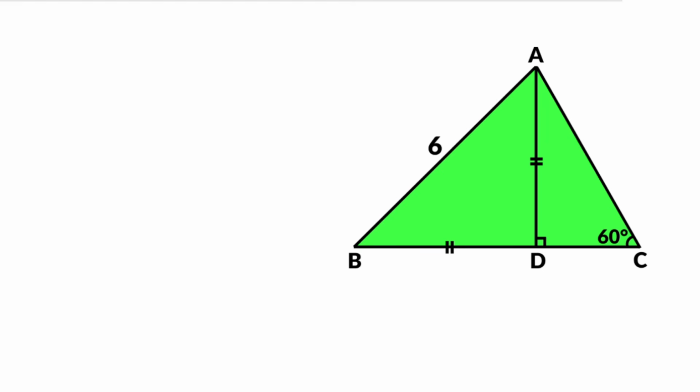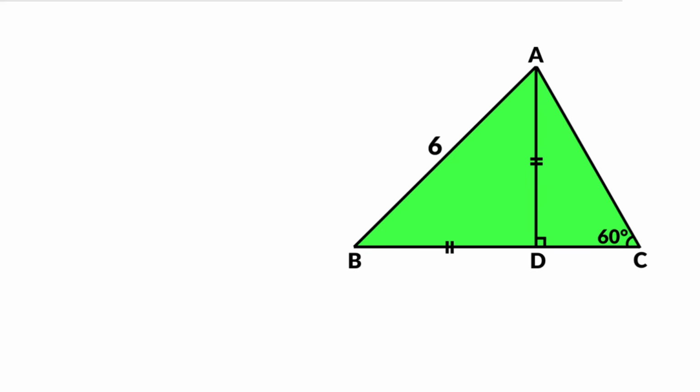We have a large triangle, ABC. A vertical line from the top vertex A drops straight down to point D, splitting the big triangle into two smaller triangles. On the left is triangle ADB. On the right is triangle ADC.